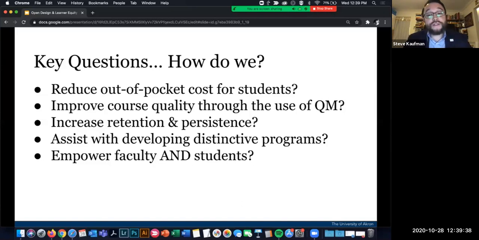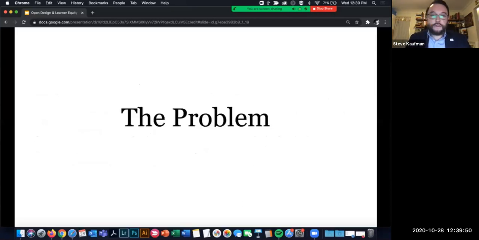How do we assist with developing distinctive programs? What can you do using open to market your programs to potential learners? And of course, how do we empower faculty and students? And that plays right into open pedagogy. So let's frame it out here.